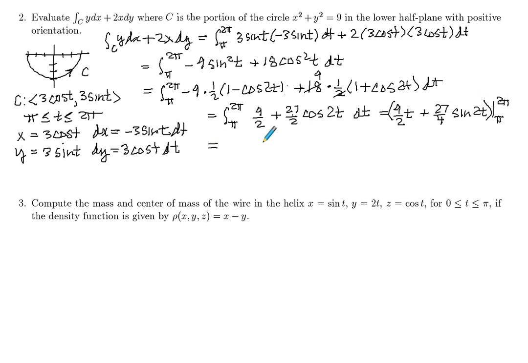But 2 pi plugged into the 9/2 t, so this will be 9/2 times 2 pi. Minus, and then we plug the 2 pi in here, that's just 0, and then minus 9/2 times pi plugged in there, and then again pi plugged in here gives 0. So this is just 18/2 pi minus 9/2 pi, which is 9/2 pi. So there we have that line integral.